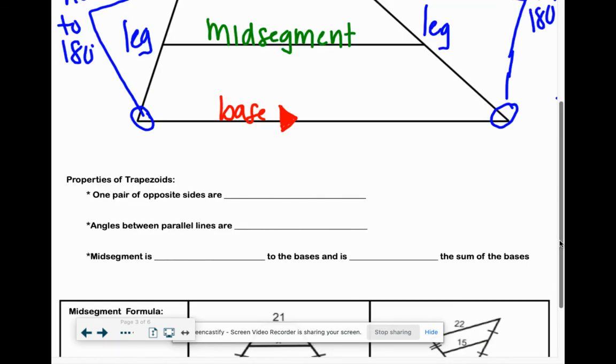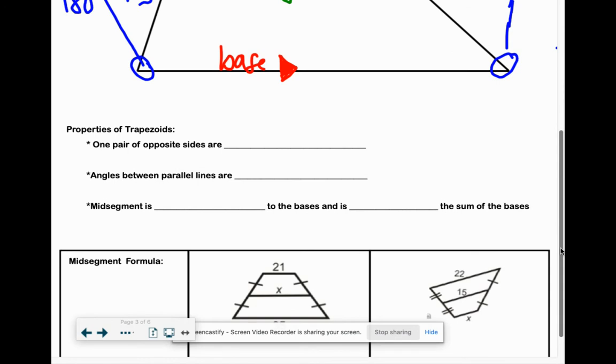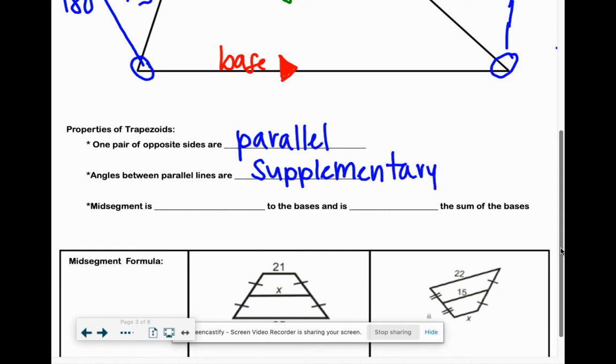All right, so if we want to fill in these properties quick, we have one pair of sides that are parallel, because that's what makes a trapezoid. Our angles between those two parallel lines are supplementary, that's why they add to 180. And then our mid-segment is parallel to our bases and is half their sum.